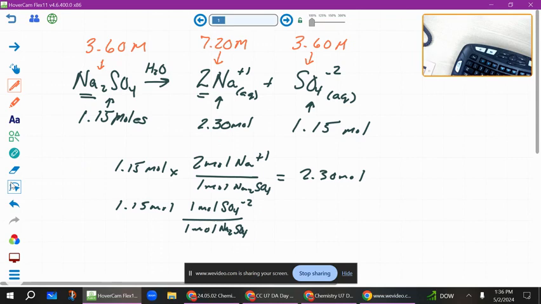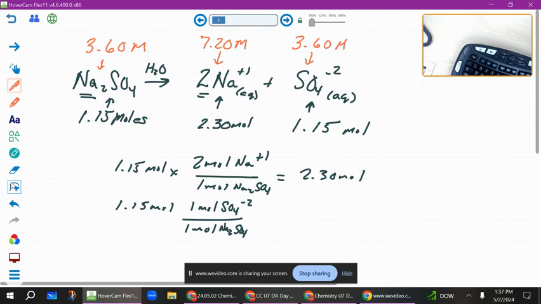But the concentration of ions in a compound is just like a balanced chemical equation. In other words, if this is a 1-to-1 ratio, however many moles of this you have, that's how many moles of this you're going to have. And if this is a 2-to-1, this would double. What if there was a 3 in front of here? What would it have been? 3.45. Those ratios make life so much easier for us.